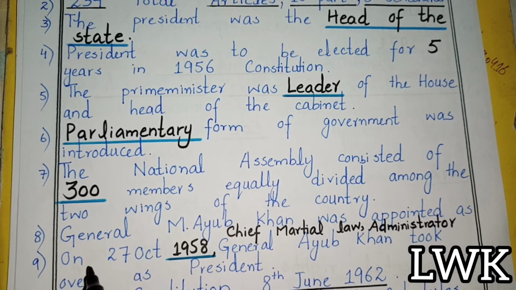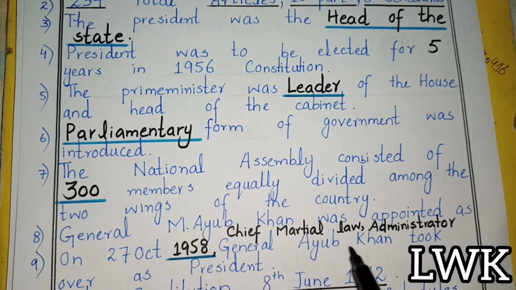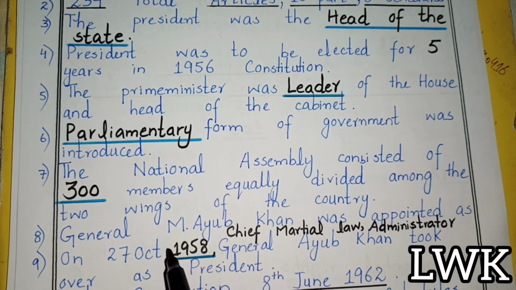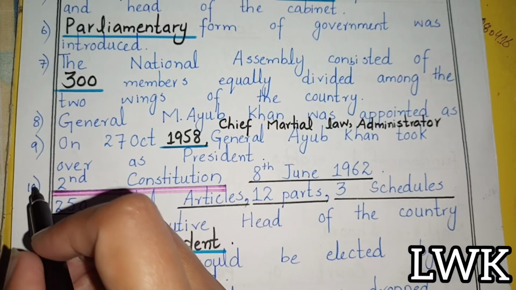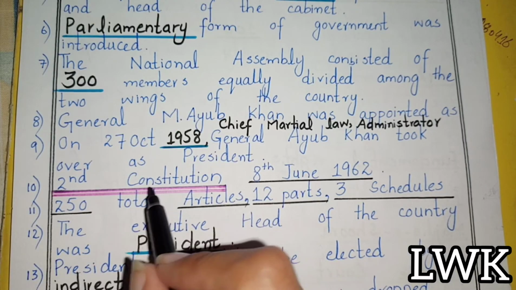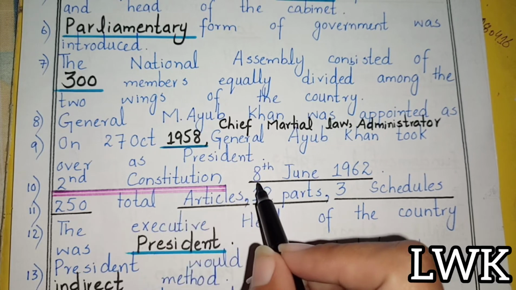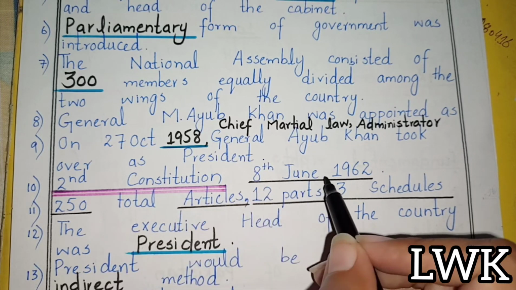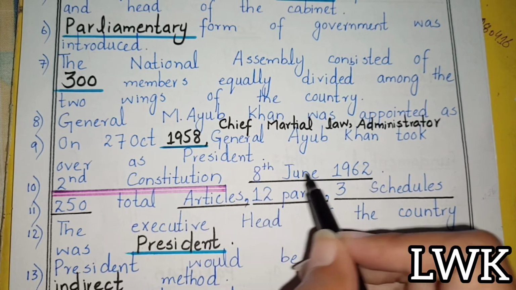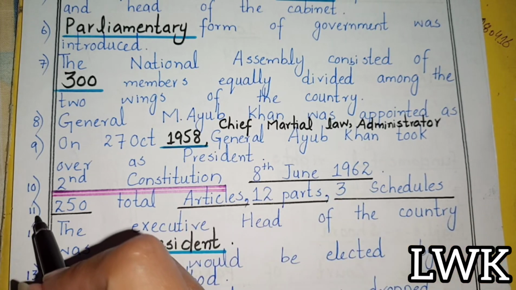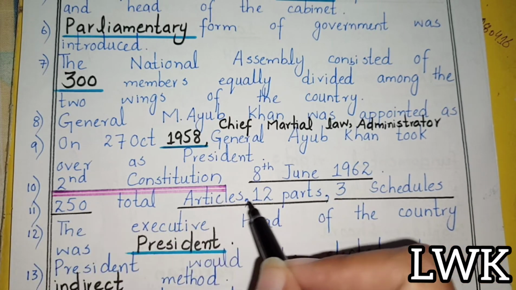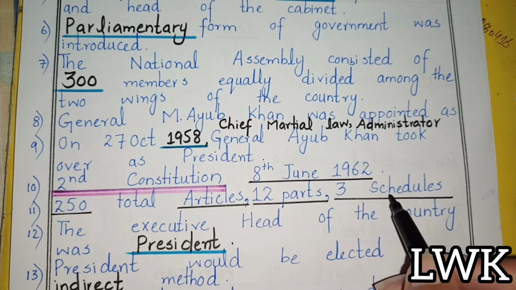Question number 9, on 27th October 1958, General Ayub Khan took over as president. So he became president on 27 October 1958. Question number 10, Second Constitution. The Second Constitution came into being on 8 June 1962. It contained 250 articles, 12 parts and 3 schedules.